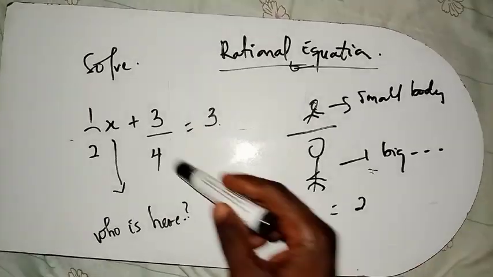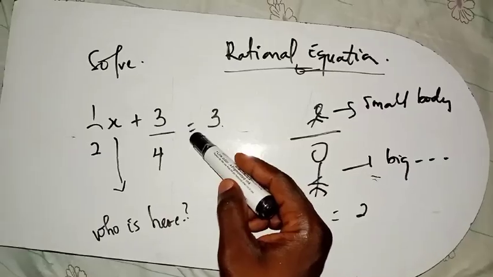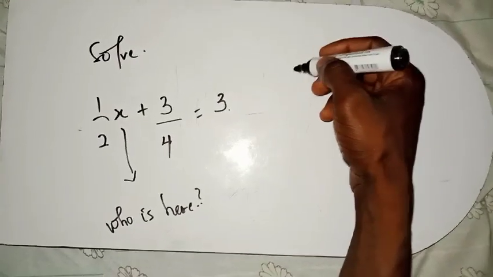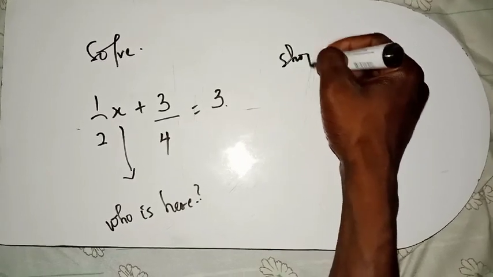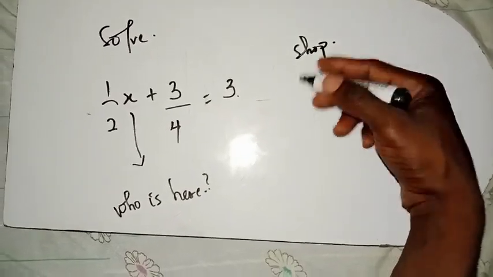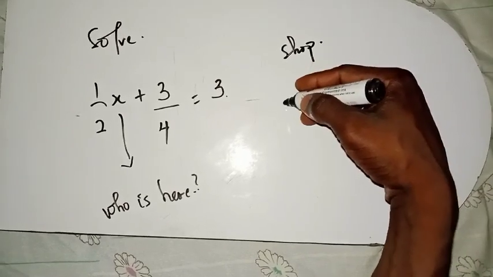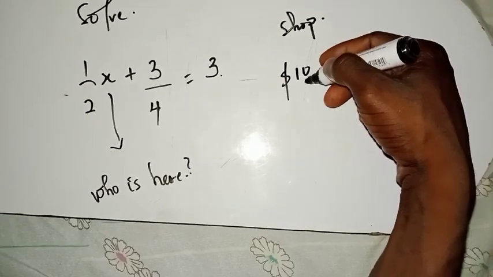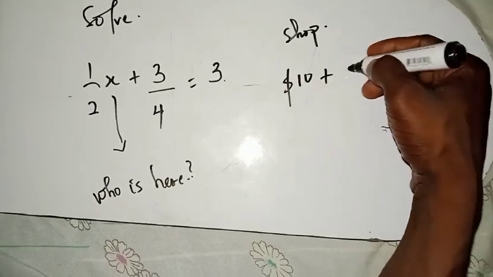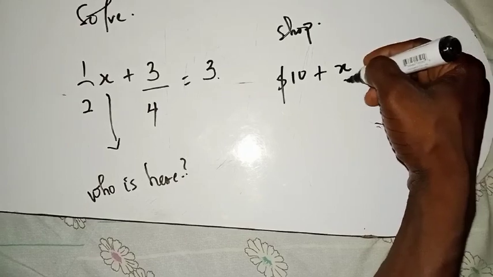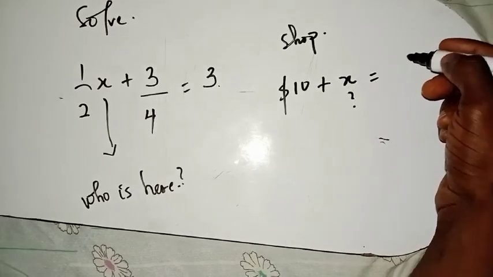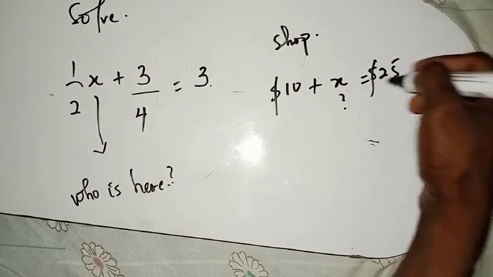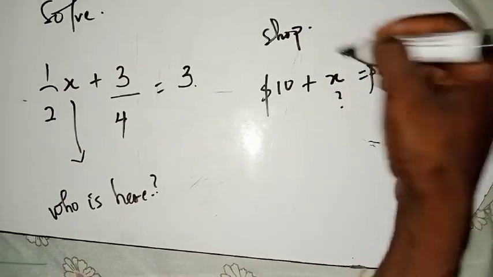Now, how do you solve this question? Before you solve this one, let's say something. If you are in a shop and you want to buy a certain item, maybe the item costs $10, plus another thing which obviously we don't know, right? So your total money should be, let's say, $25. That is the money that you want to spend in this shop.